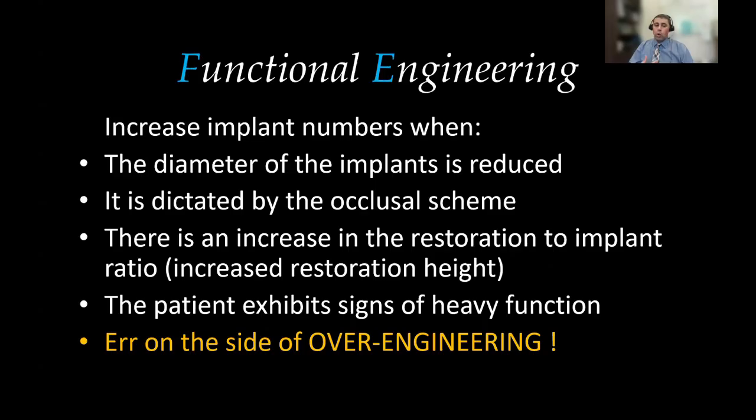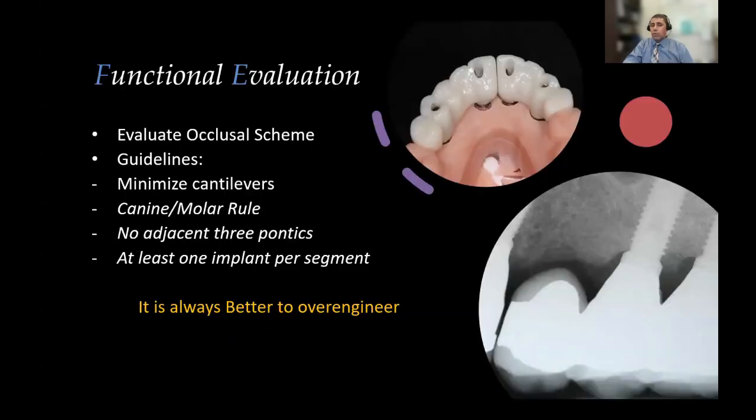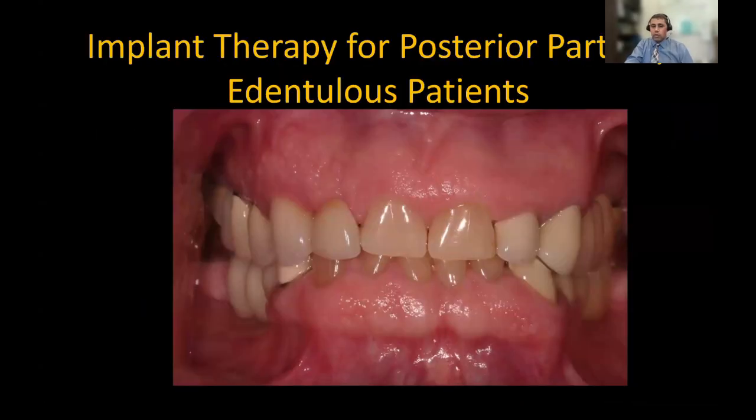But in the posterior segment, we always have to err on the side of over-engineering because, again, we'd like to maintain functionality for a long time. So we have to evaluate the occlusal schemes, minimize cantilevers to pretty much one cantilever that's almost the same distance or the same width as the implant platform that we are using. And if we can keep the cantilever on the mesial side, that works better than if you have it on the distal aspect. But sometimes you may have to consider those distal cantilevers. And if you do, notice we try to minimize the occlusal surface and the occlusal table of these prostheses. So it's always better to over-engineer in the posterior segment.